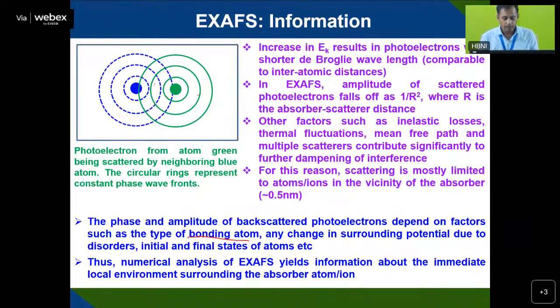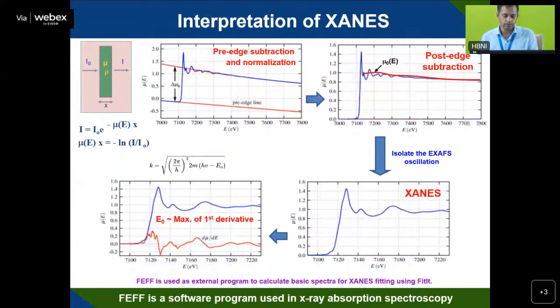And thus numerical analysis of EXAFS gives information about the intermediate local environment surrounding an observer ion. So you can get information about the local environment of that particular observer atom. But the analysis of that EXAFS or EXNAS is a little complicated. First, once you get the absorption spectra, you will get this type of absorption spectra.